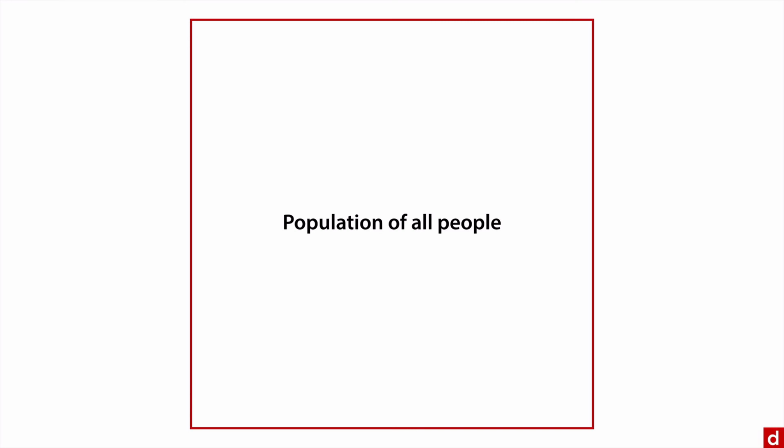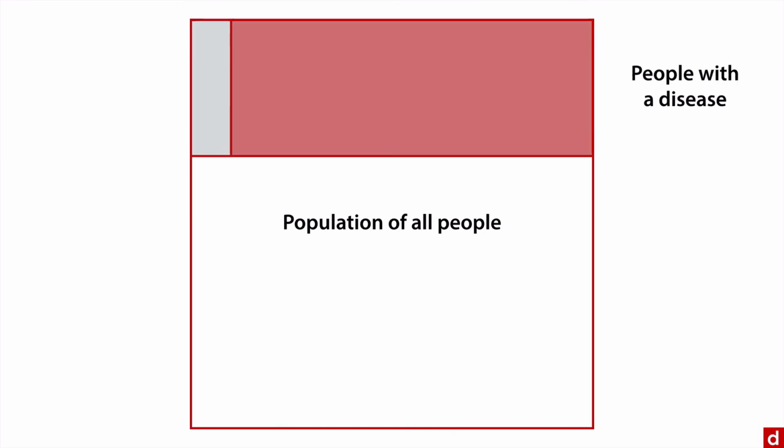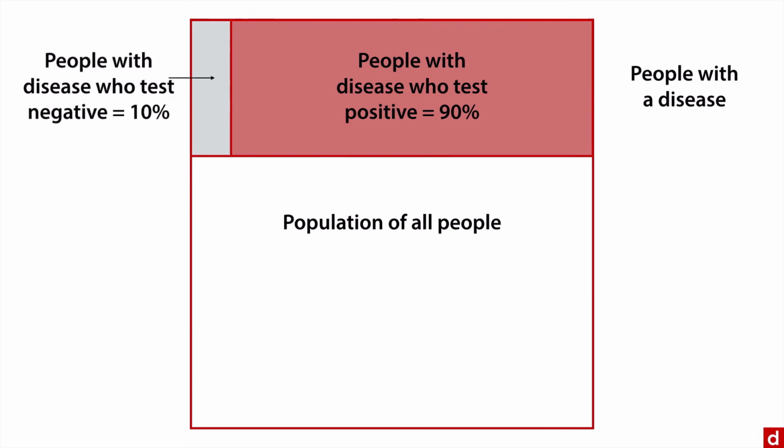So let's go to this example here. Let's say we have a square here that represents 100% of all people, and we're looking at a medical condition. What we're going to say here is that we've got this group up here that represents people who have a disease. So that's a portion of all people. And then we say we've got a test, and people with the disease, 90% of them will test positive. So they're marked in red. Now it does mean that over here on the far left, we have people with the disease who test negative. That's 10%. Those are our false negatives.